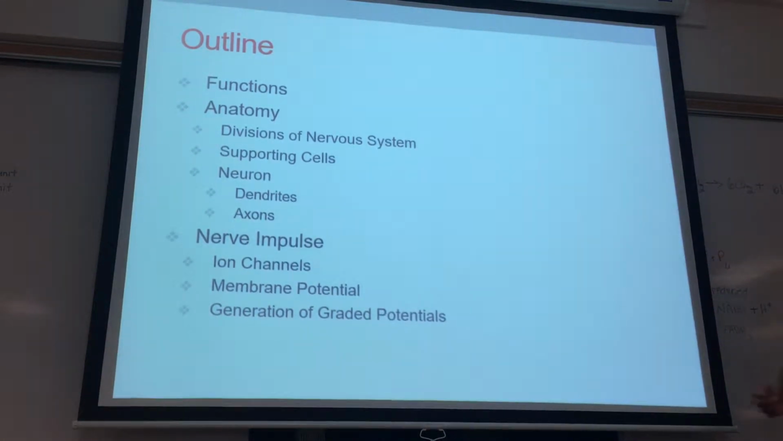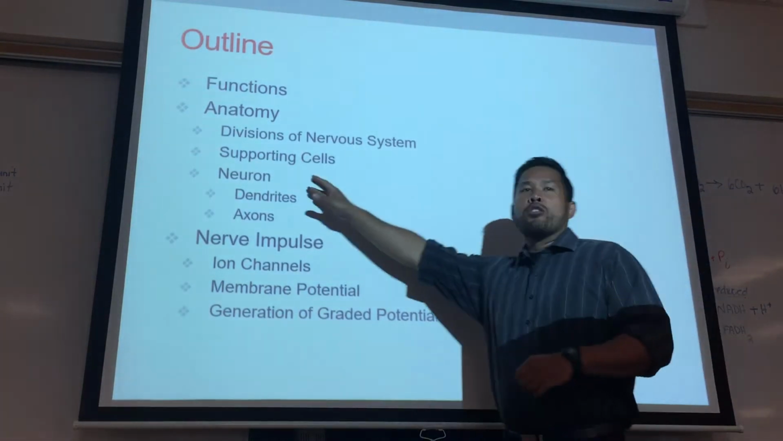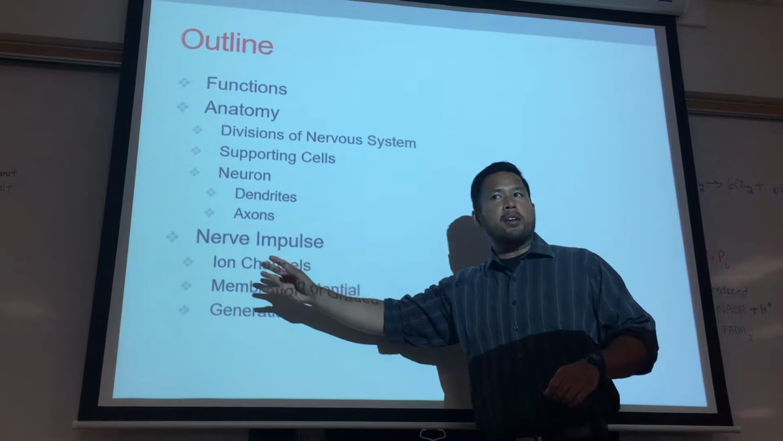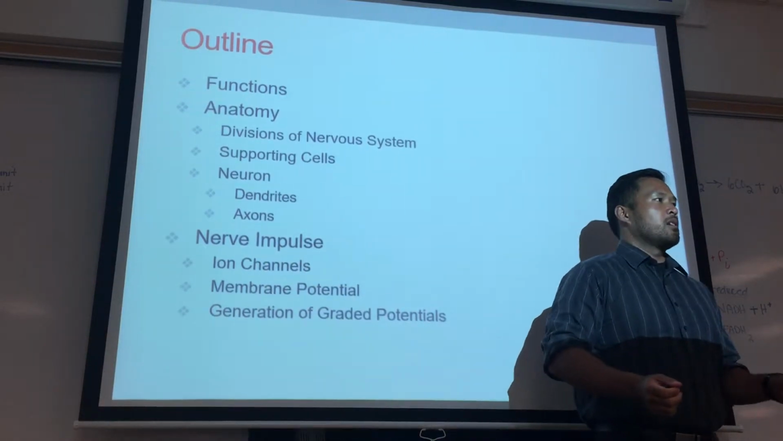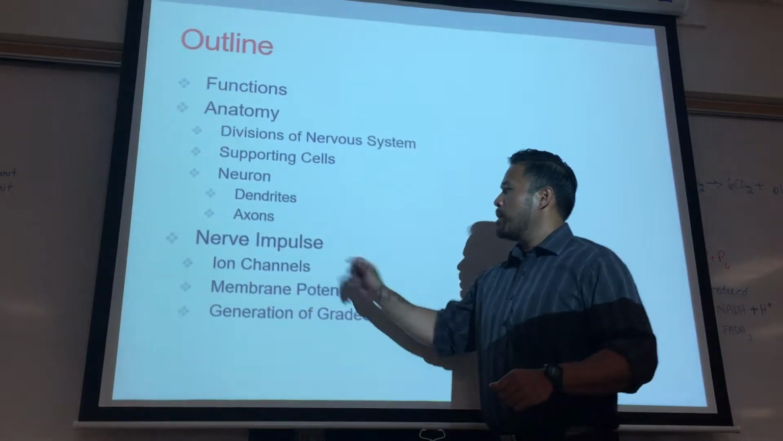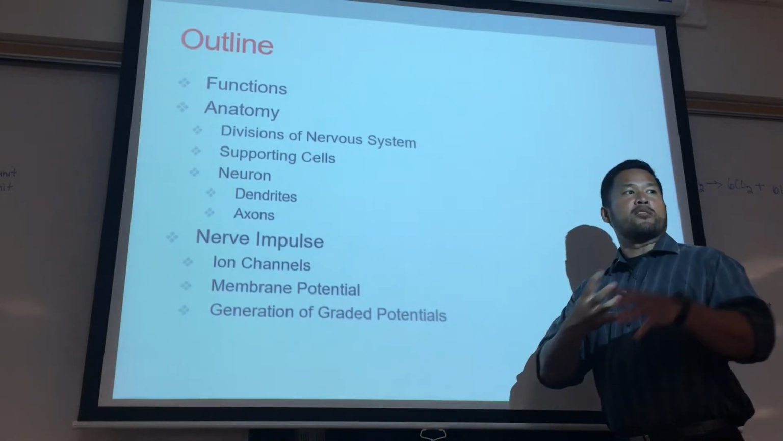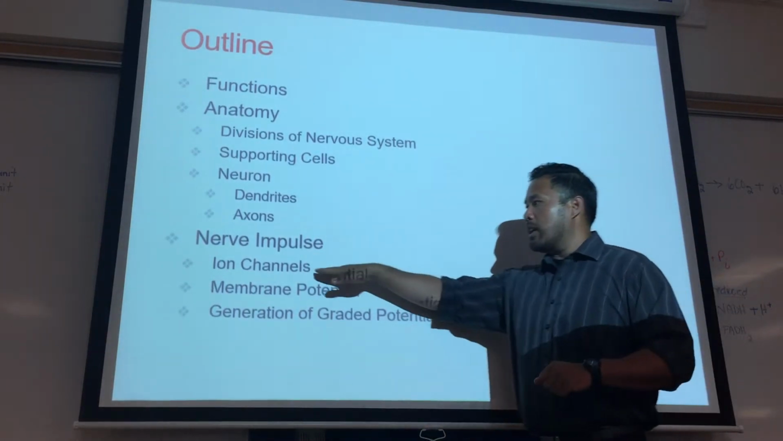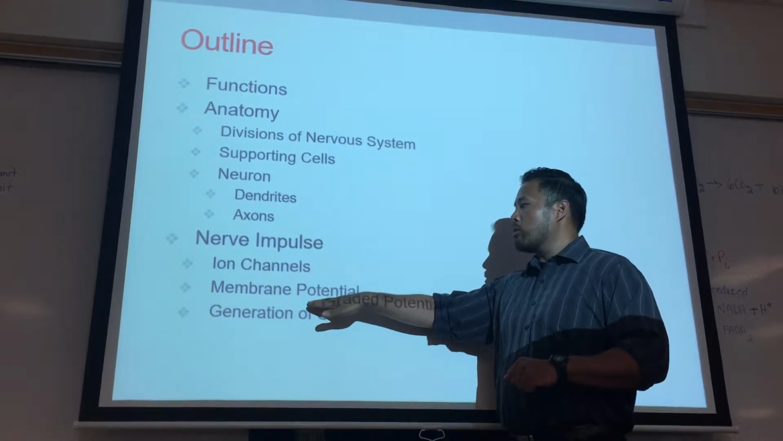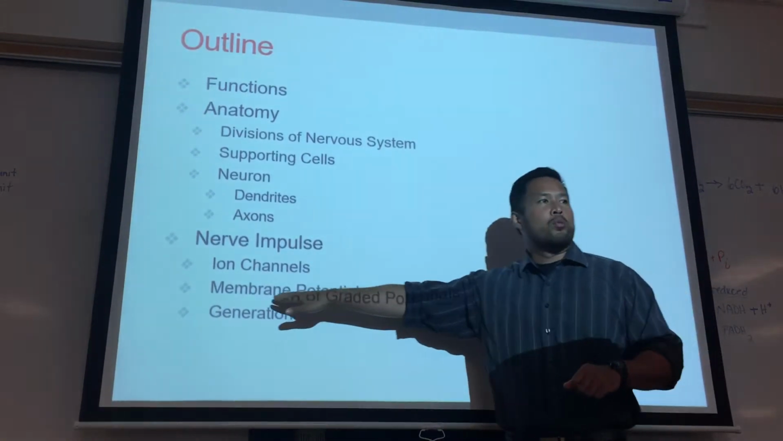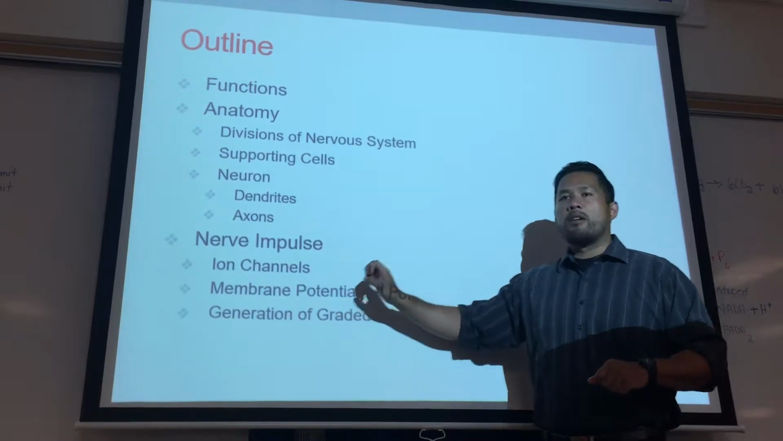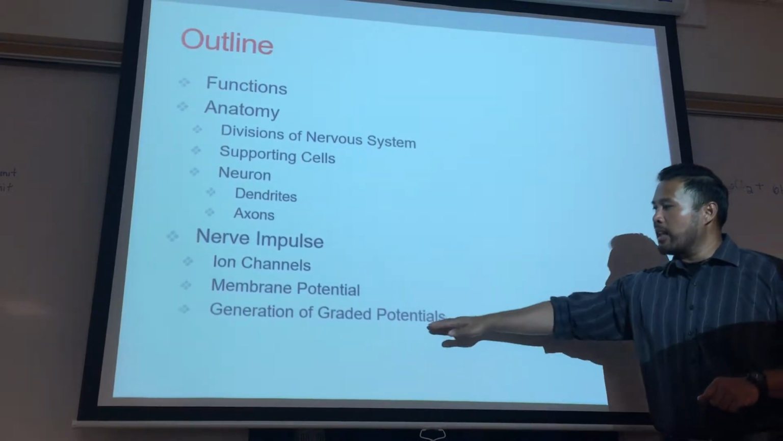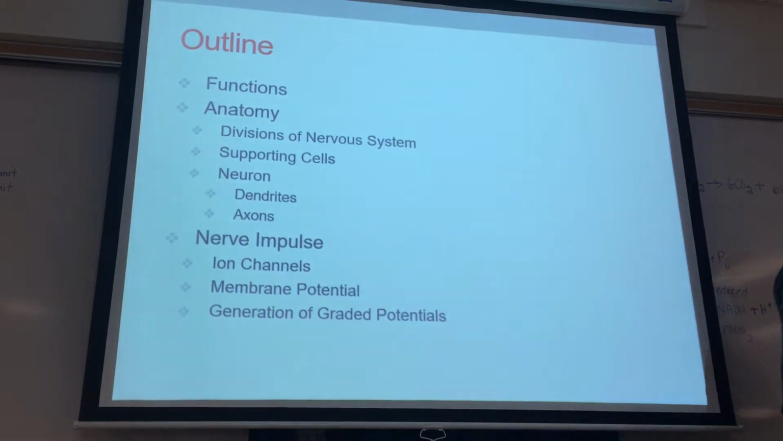And then we're going to talk about the specific thing that neurons do, which is to generate an impulse. And that impulse is a form of communication. And we'll be able to see how that impulse is generated based on the ions moving in and out of the cells. And before we even talk about ions moving in and out, we have to understand the whole concept behind the membrane potential, which is related to the charges of the ions that are present on the inside and outside of the cell. And then lastly today, we'll talk about graded potentials.